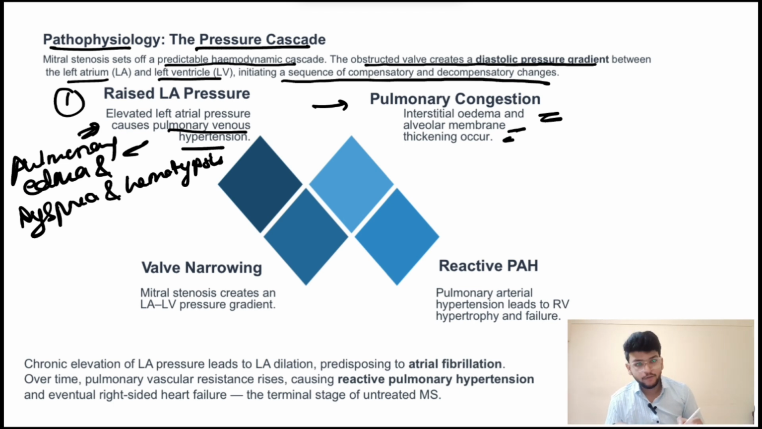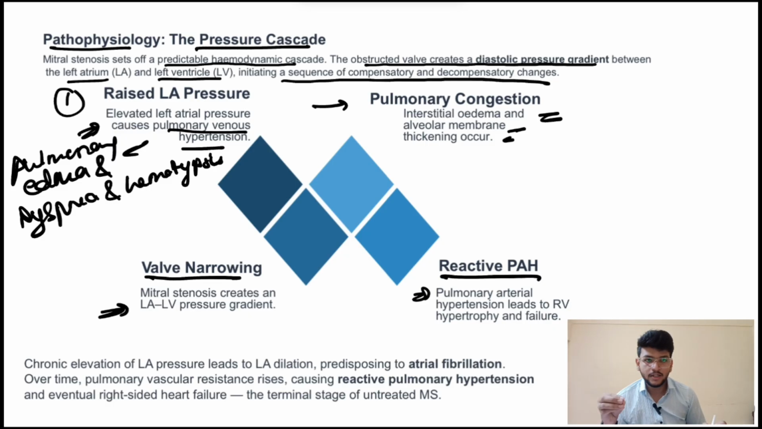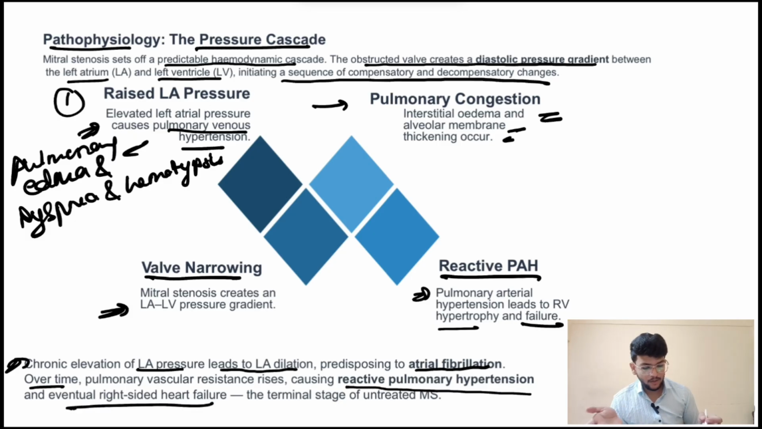Next, we have the valve narrowing, where the mitral valve, present between the left atrium and left ventricle, narrows due to the pressure gradient. Then we have reactive PAH, that is pulmonary arterial hypertension, which leads to right ventricle hypertrophy and right ventricle failure. Chronic elevation of left atrial pressure leads to left atrial dilation, predisposing to atrial fibrillation. Over time, pulmonary vascular resistance rises, causing reactive pulmonary hypertension, and right-sided heart failure occurs, which is the terminal stage of untreated mitral stenosis.